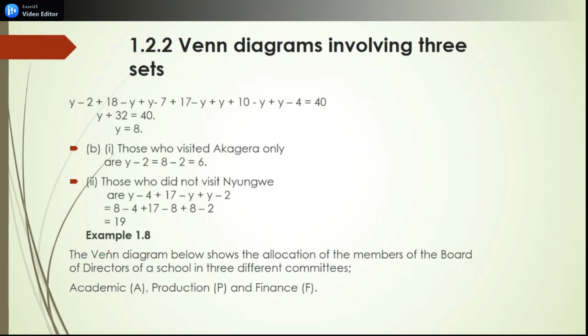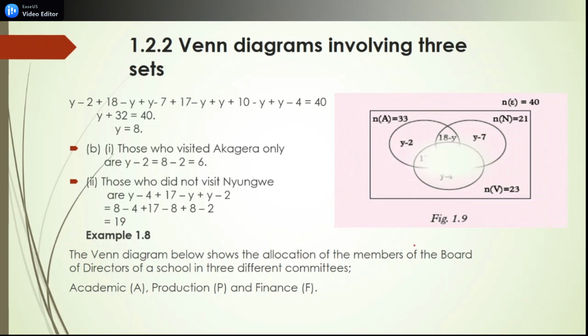To find the value of y, we add all elements here. We add y minus 2 plus 19, minus y plus y minus, all elements here, and then it will be equal to 40. After taking this equation, you will find the value of y, which is equal to 8. It means visitors or tourists who visit all three regions, Akagera, Nyungwe and Virunga, is 8.